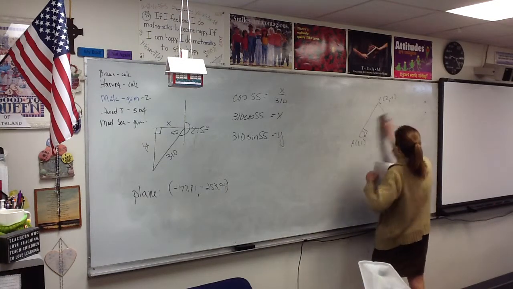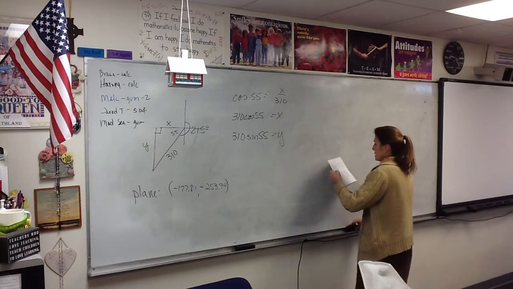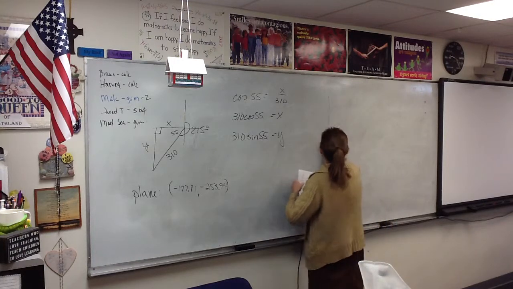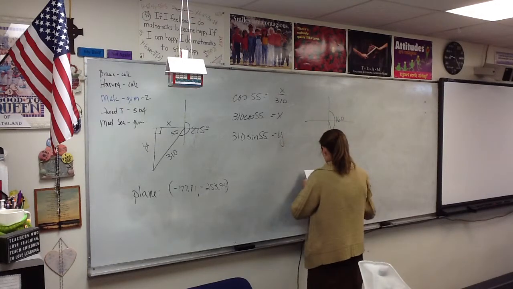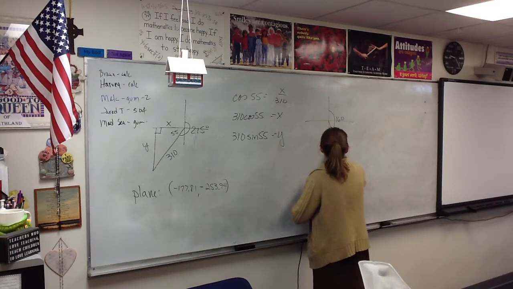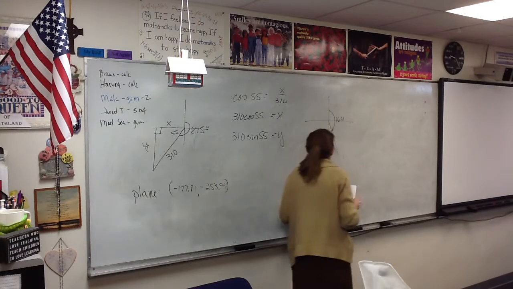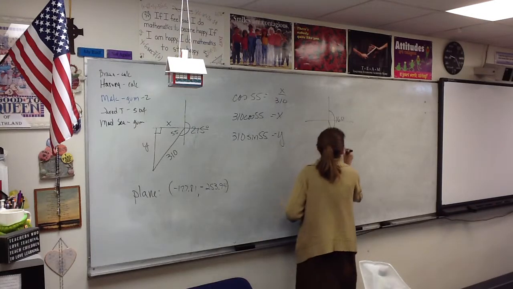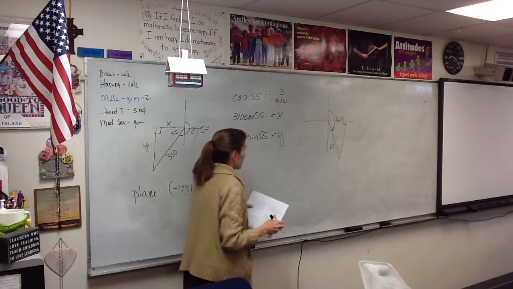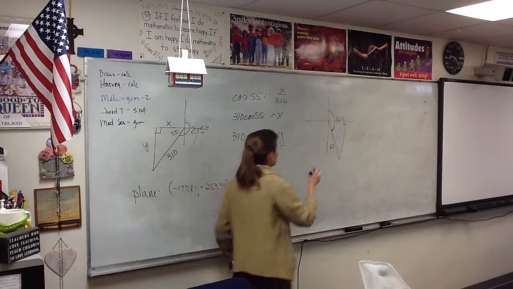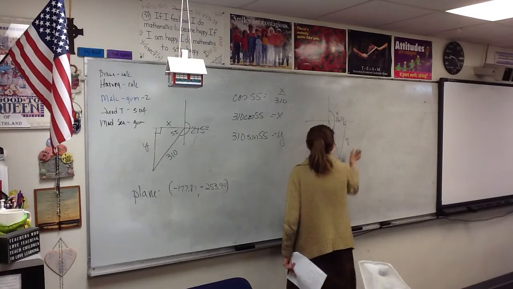So the wind has a bearing of 160. So here's the wind. Magnitude 62. Here's my right triangle. This is the wind. I need to know the X and the Y for the wind.